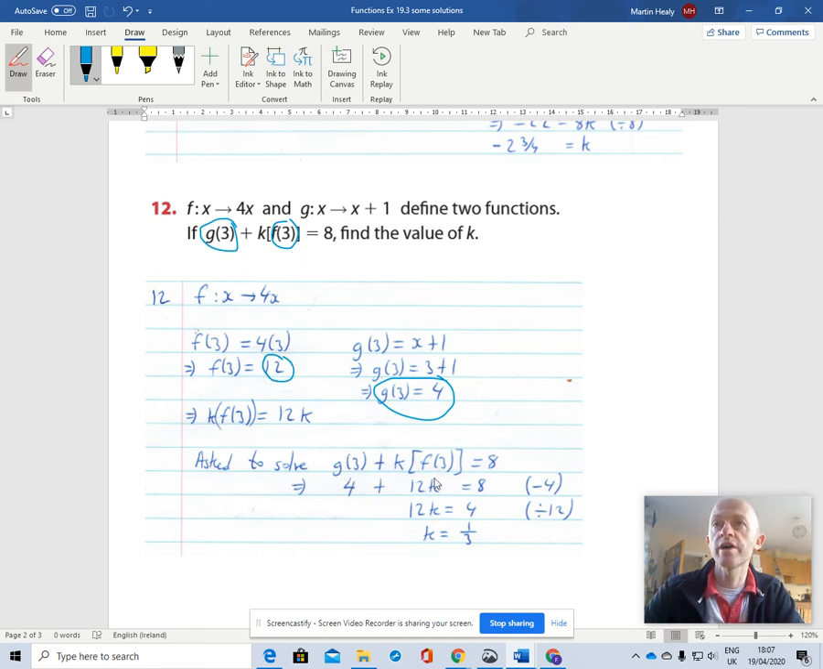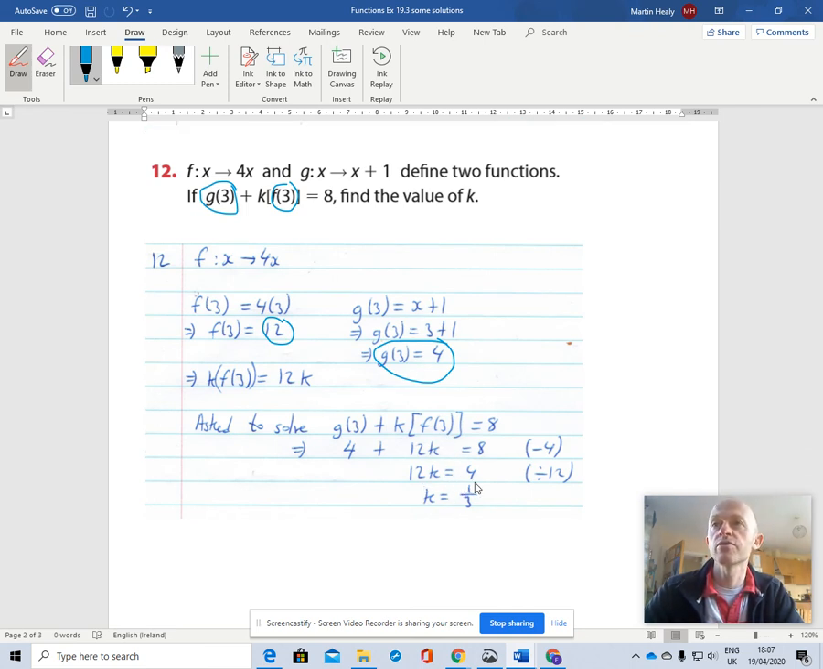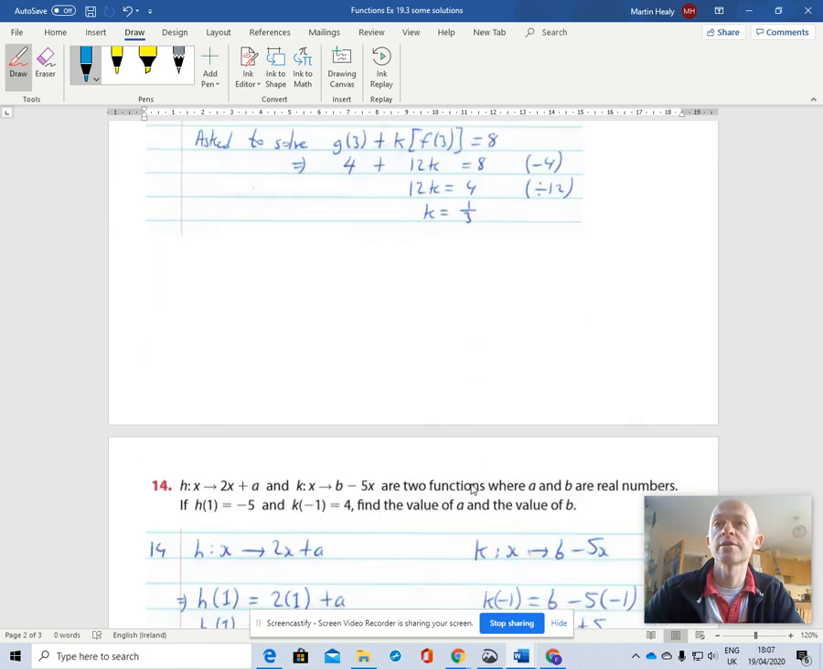g of 3 is 4, f of 3 is 12. We end up with 4 plus 12k equals 8. Don't be put off by the square brackets, that still just means multiply. And again, you work it out, 12k equals 4, k equals a third.